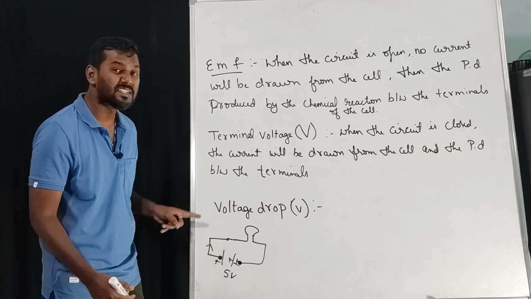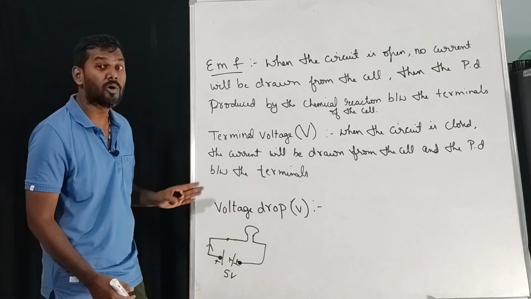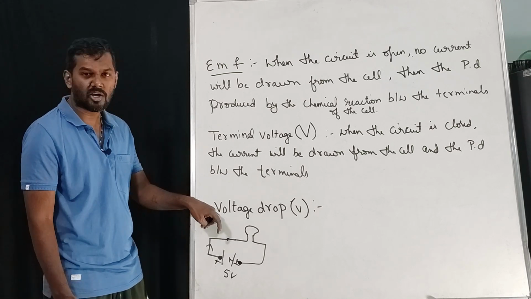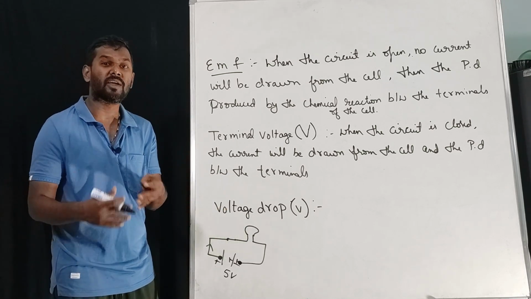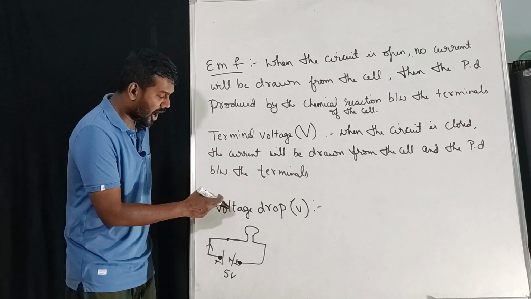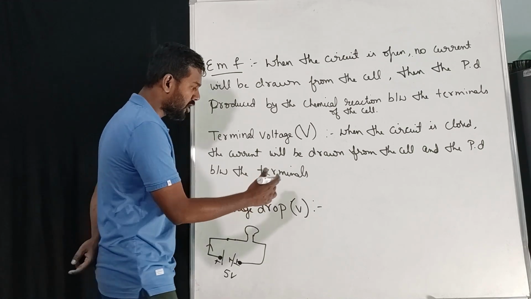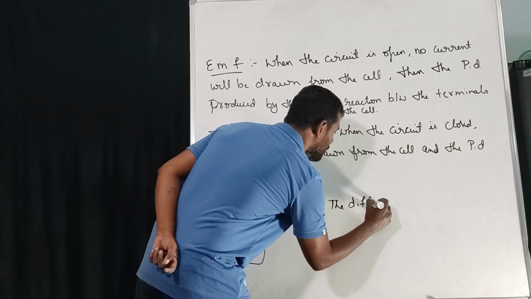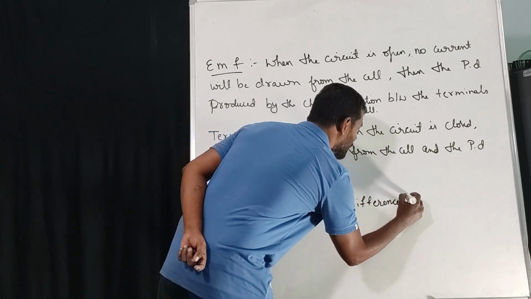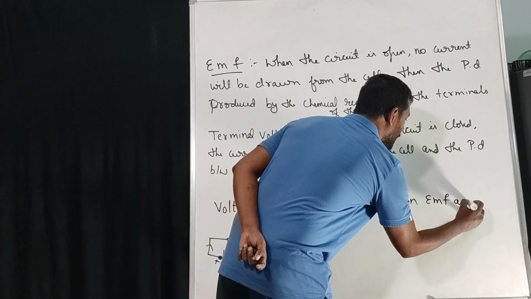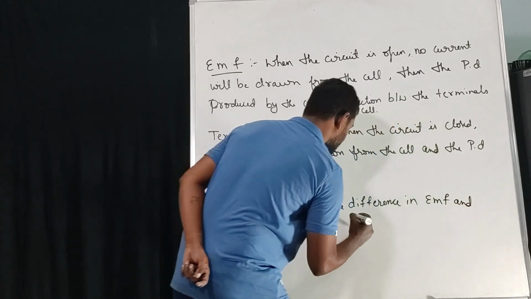Then how much voltage is lost? That is nothing but voltage drop. This lost voltage will be in the form of heat energy. So how can we define voltage drop? The difference in EMF and terminal voltage.